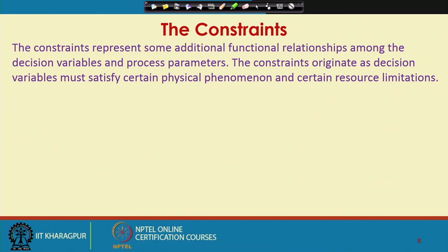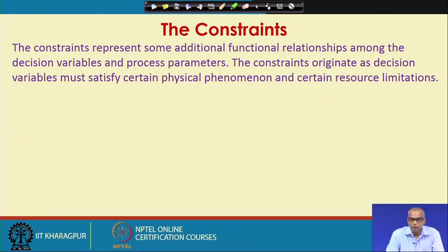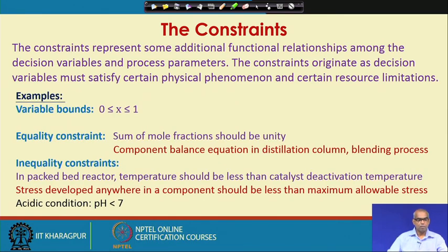Next, talk about the constraints. The constraints represent some additional functional relationships among the decision variables and process parameters. The constraints originate as decision variables must satisfy certain physical phenomenon and certain resource limitations. Let us now see what are the various types of constraints that we will encounter.